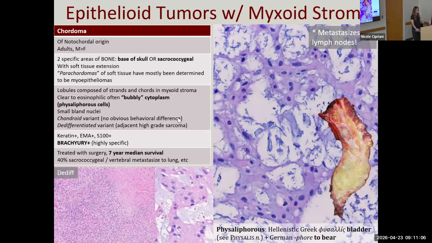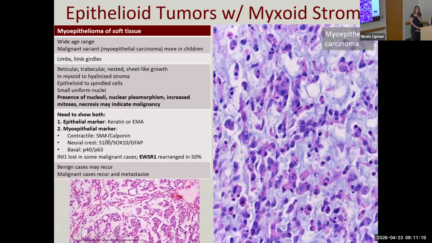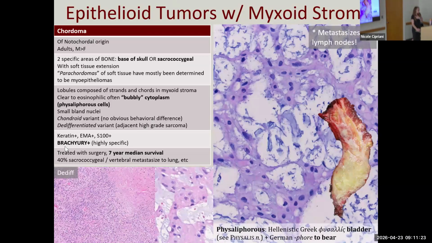They can be of chondroid morphology or of dedifferentiated morphology, high-grade malignant spindle cell sarcoma. They have tri-differentiation. They have keratin and EMA and S100, right? So they kind of mimic the immunoprofile of myoepitheliomas. However, they also have brachyury, which is highly specific for notochordal differentiation. These are highly infiltrative, highly aggressive. They can metastasize. Okay.